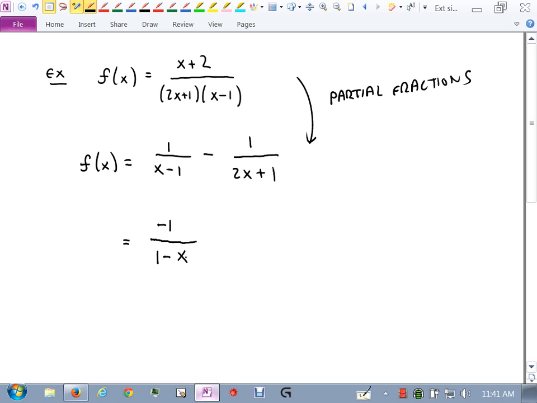And then on the other one, without going through all the work, although there's not a whole lot of work to do, I rewrite the 2x plus 1 as 1 minus -2x. We good? And then each one of those you can do with your power series, right?